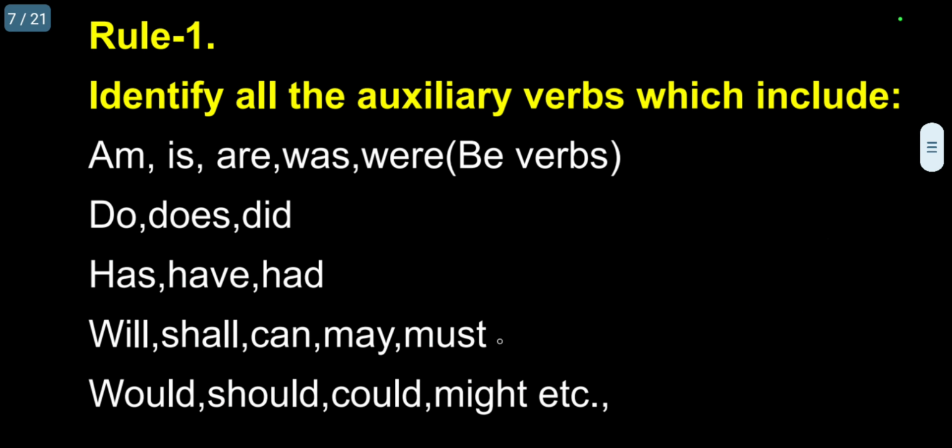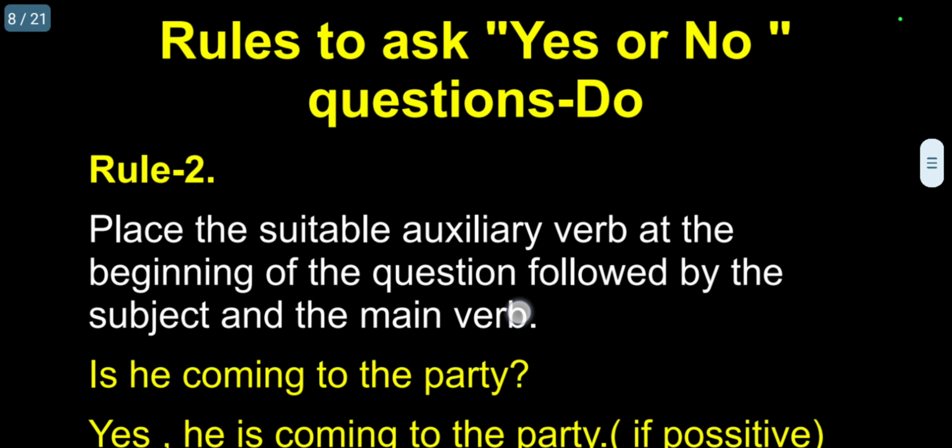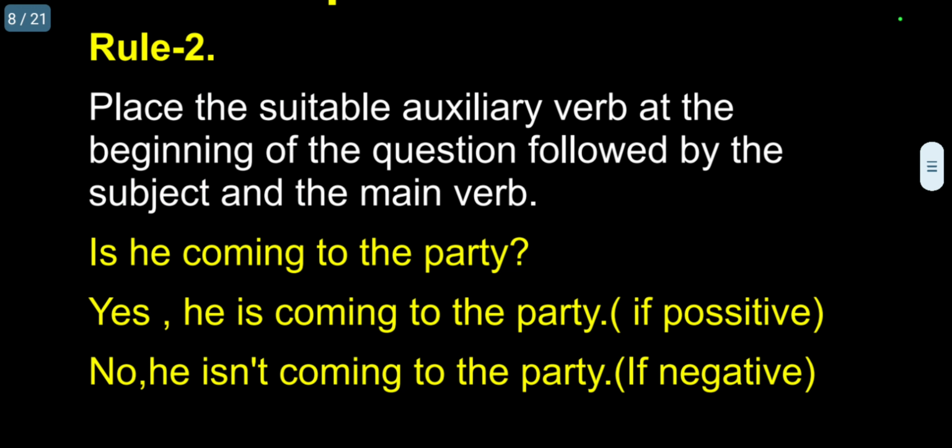Please understand. Now, rule 2: place the suitable auxiliary verb at the beginning of the question, followed by the subject and the main verb. This is very, very important. You place a suitable auxiliary verb. For example, here I am raising a question: Is he coming to the party?